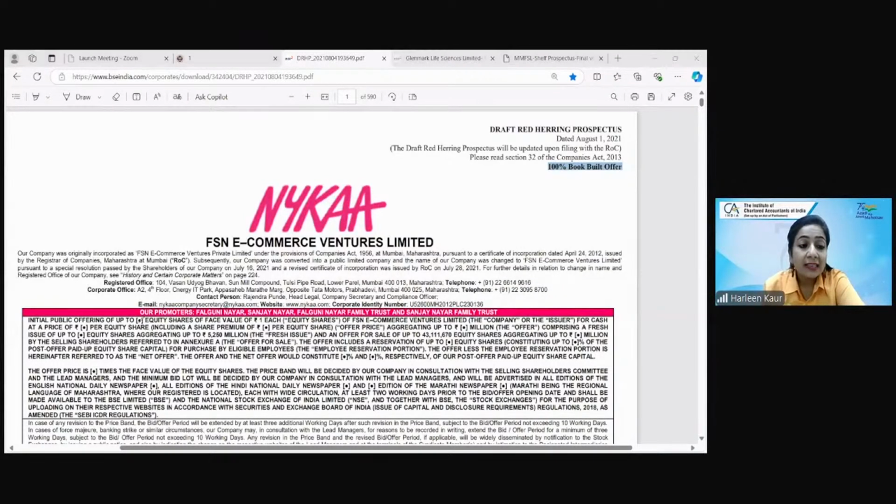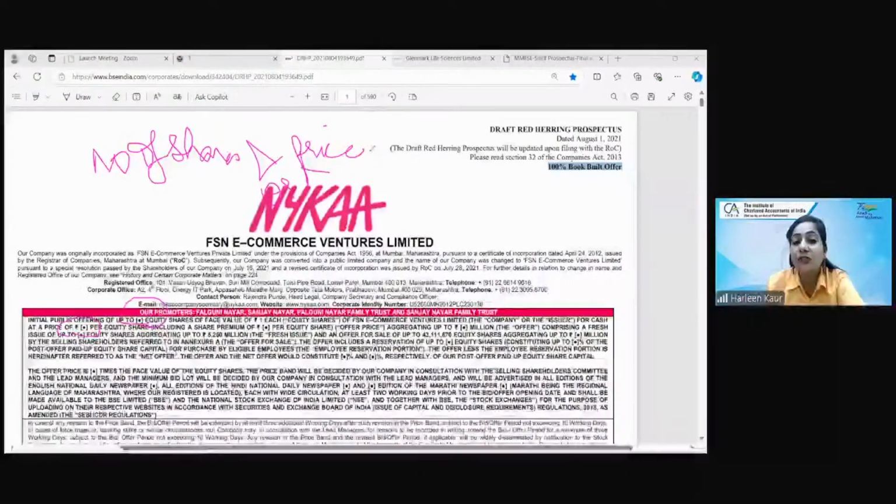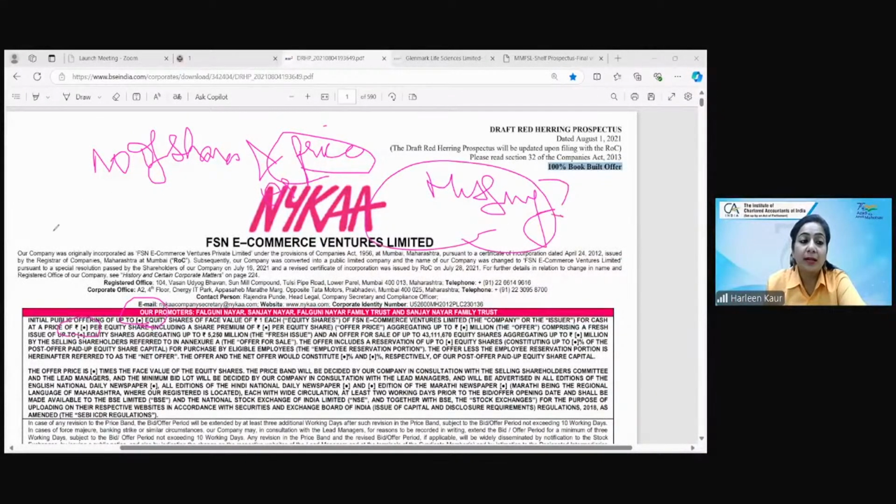Number one is the quantum of the securities: initial public offering of dash equity shares. We don't know how many equity shares. Face value of ₹1 each, and then they have not told you at a price of rupees dash per equity share. So the information related to the quantum of shares, that is the number of shares, and or the price of the share is missing in a red herring prospectus. It is one of the incomplete prospectuses where the number of shares and price is missing.